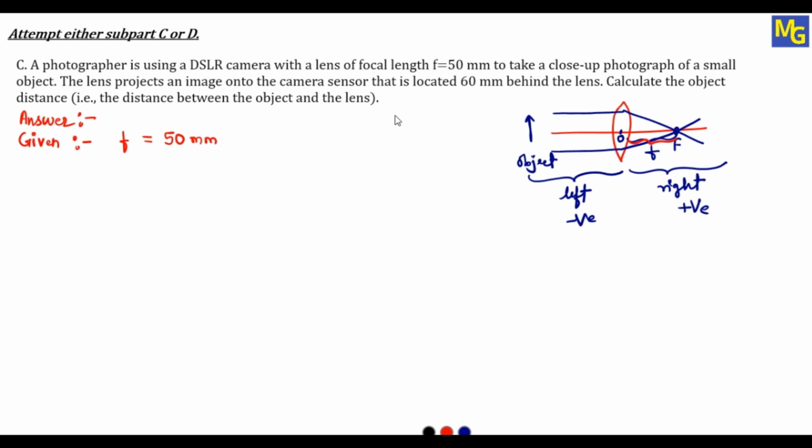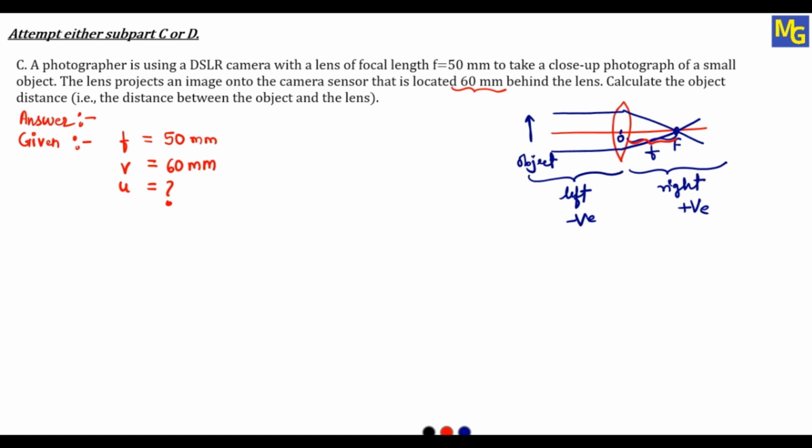Then we have image distance. What is the symbol of image distance? It is v. v is equal to how much? 60 millimeter. The image in the question is formed on the right side. Therefore, this also we should take positive. So 60 millimeter. And what we have to find out? Object distance, that is small u. So I'll write here a question mark.